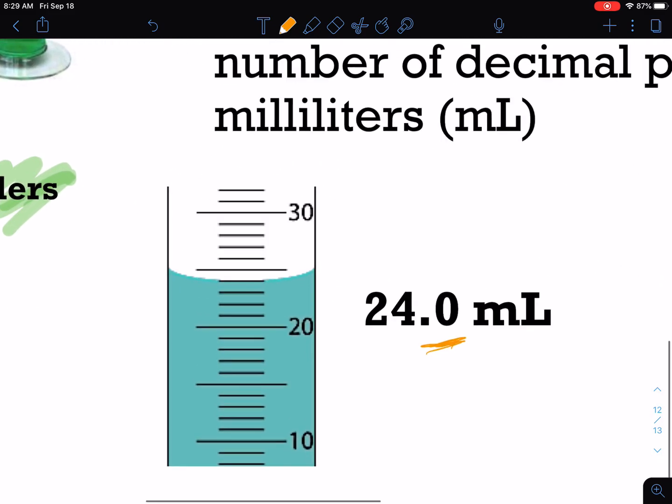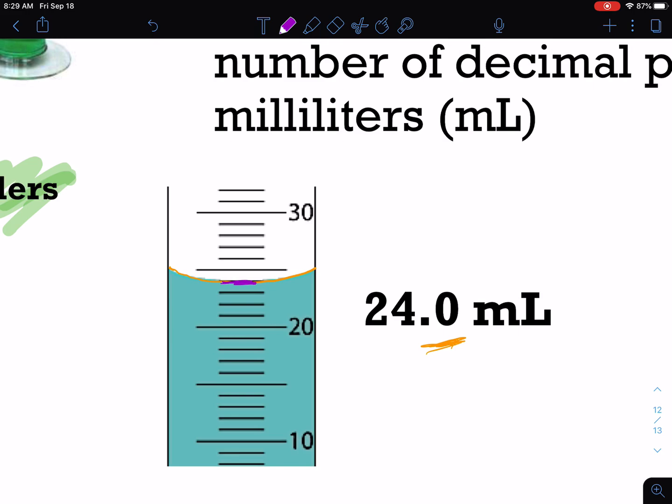So reading them again, you have a meniscus here. You have a meniscus, it's forming the bubble here. And we want to read from right here at the bottom. When you're reading the graduated cylinder, you're just going to basically read it like you would any other measuring device. But you've got to figure out how much each tick mark is worth.